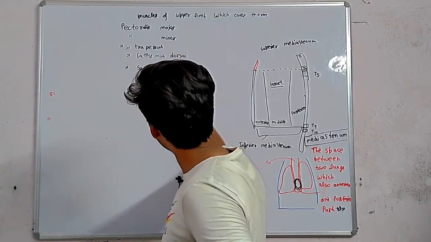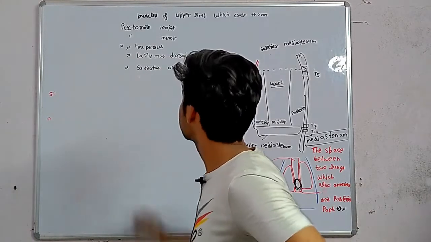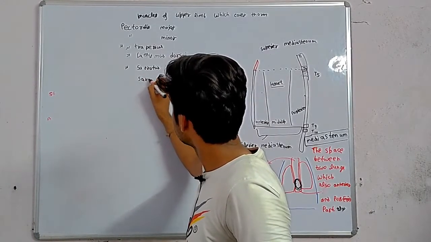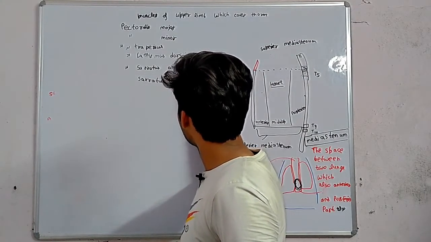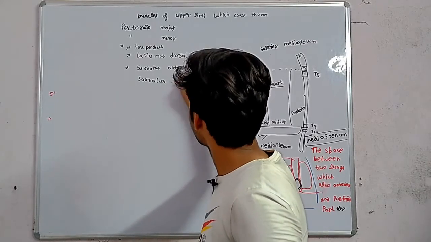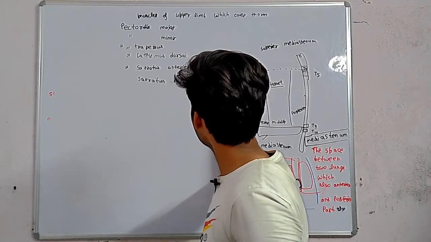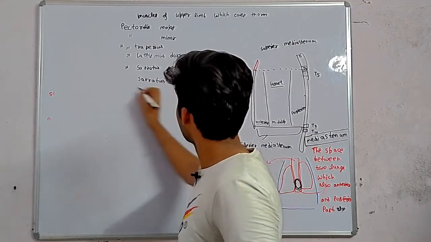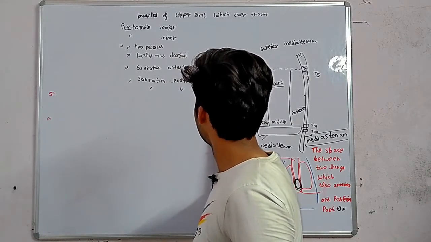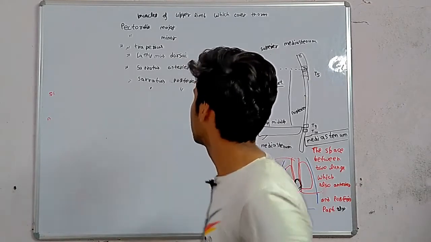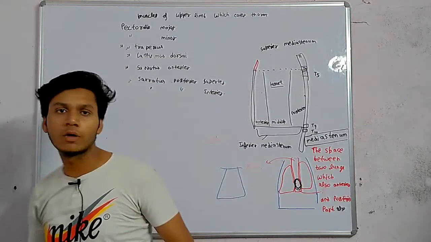Serratus anterior, serratus posterior superior, and serratus posterior inferior. So these are some muscles which cover a portion of thorax. Okay, so we can find these muscles' locations.